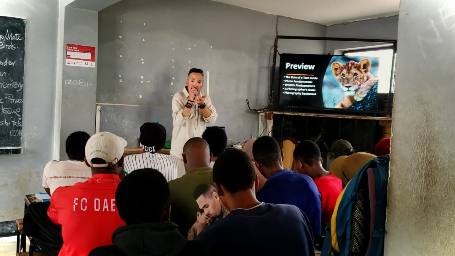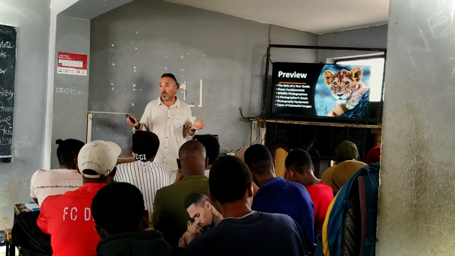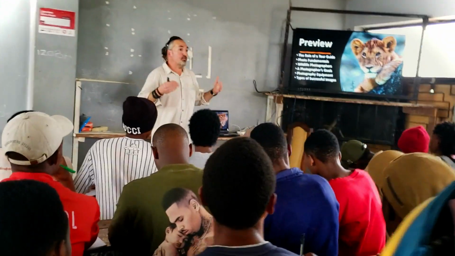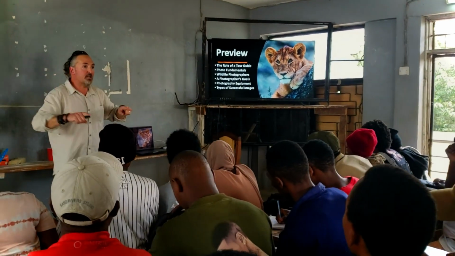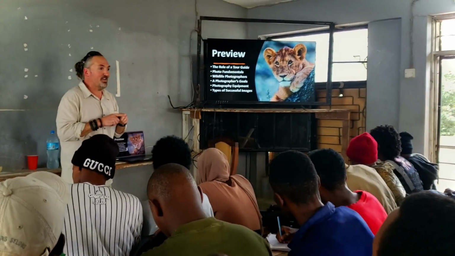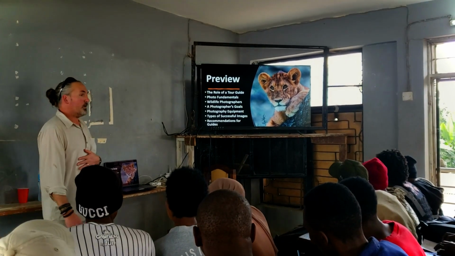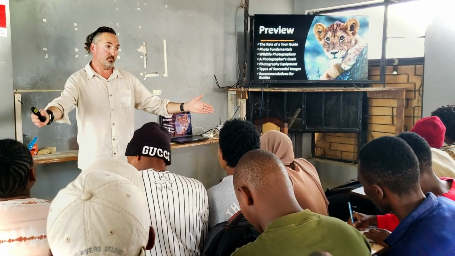We'll talk a little bit about the equipment that we use, and then the types of successful images that make a wonderful picture. Every photographer wants to take a picture that ends up on the cover of National Geographic magazine, right? So what kinds of images are successful images? And then I'm going to finish with some recommendations for you.